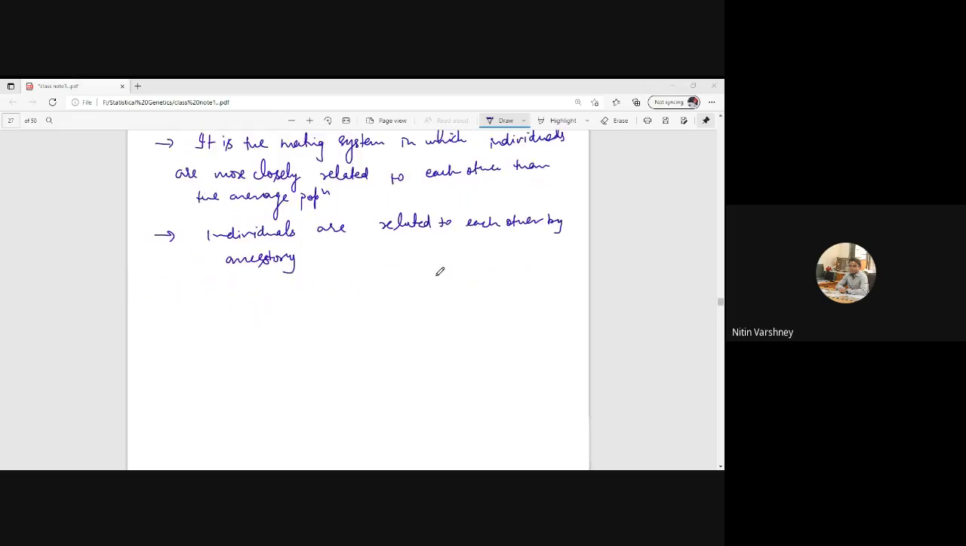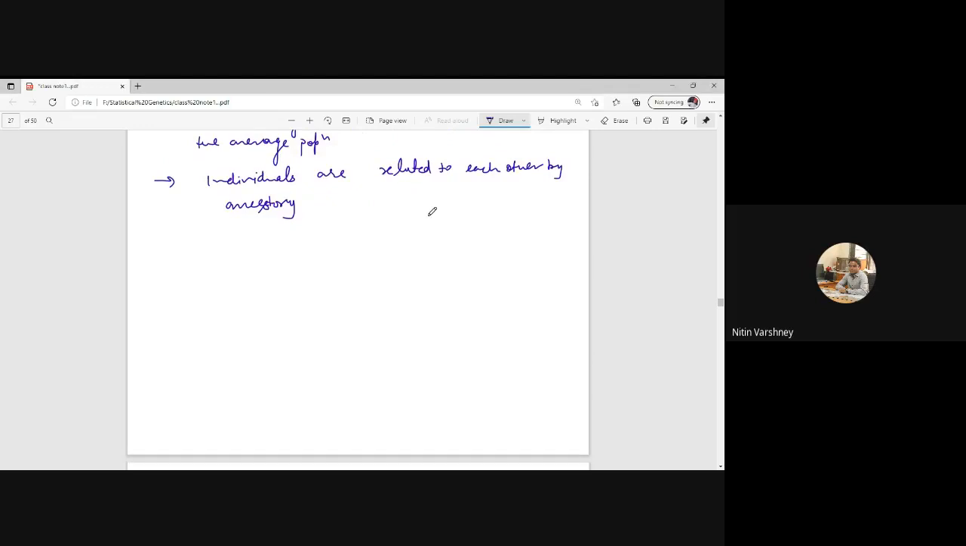Okay, now what are the consequences of inbreeding? What are the main effects of inbreeding? First one is proportion of homozygous will increase. Second one, proportion of heterozygous will reduce.